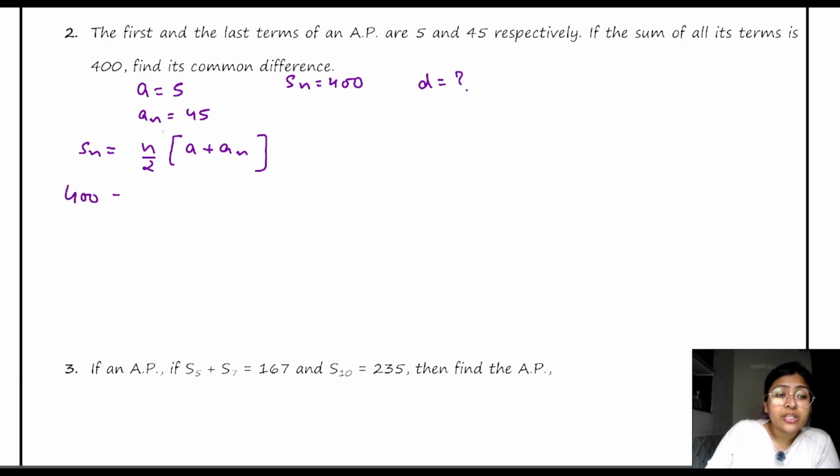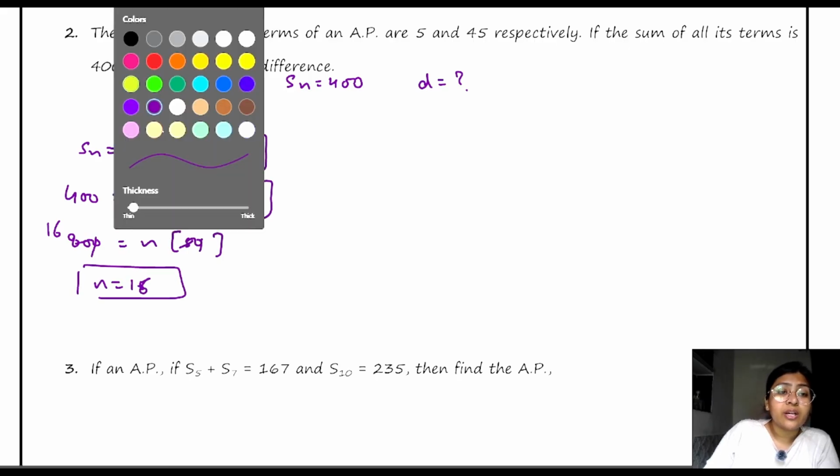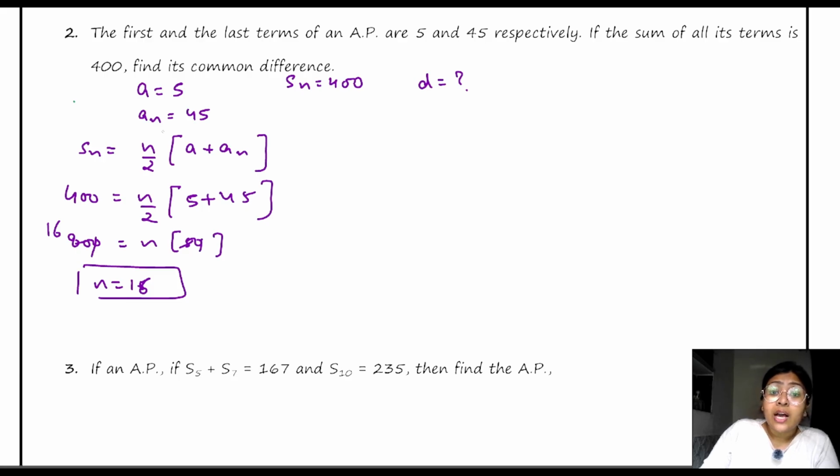So 400 is equal to n by 2 bracket 5 plus 45. It is going to be 800 is equal to n into 50. So if you cancel this, it will be how many times? 16. So the number of terms is 16. How many terms are there? 16 terms are there. The last term is given, so a16 is given as 45.